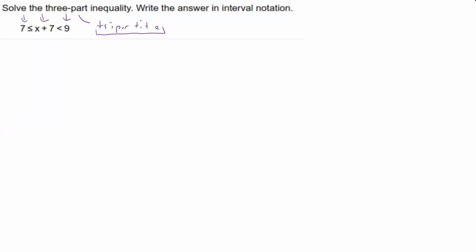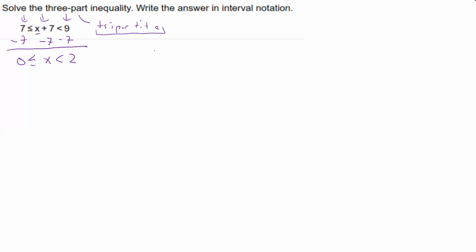So in the middle, there's only the x. Here we have also plus 7. So what we have to do is get rid of that 7, so we're going to subtract 7. And whatever we do in one part, we have three parts to do it in. We have to subtract it here, and we have to subtract it here. So 7 minus 7 is 0. Then we have less than or equal to. What's left here is x, less than, and 9 minus 7 is 2. So that is going to be our quote solution.